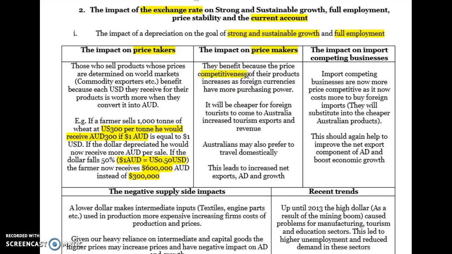Price makers, if you're in an industry where you're a price maker, basically whatever you're selling becomes more competitive. Because if you keep your price exactly the same in Australian dollars, the foreign currency now has more purchasing power, so it's cheaper for foreigners to come to Australia. That leads to tourism exports, it leads to increased education, and that helps to boost aggregate demand as well. Import competing businesses, they also benefit because it's cheaper for Australians to buy Australian products than it is to buy the equivalent imports from overseas, and again that helps to boost net exports because we're buying Australian rather than overseas products.